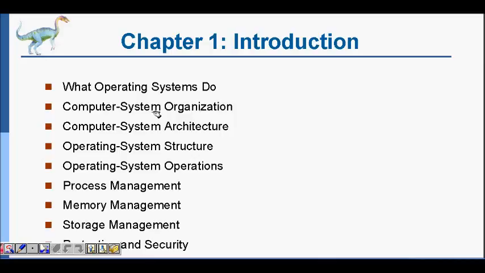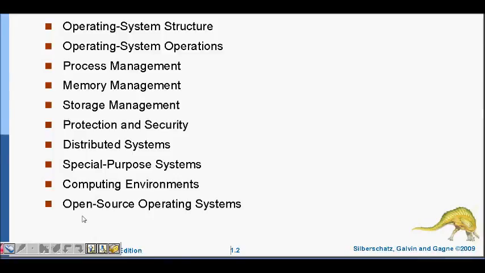So we will learn about what operating system does, computer system organization, computer system architecture, what is the architecture of your computer, what is its organization. A few important things are processes. There are processes in operating system: memory management, storage, security. So a lot of things are there. So we will look at them one by one. We will get a very simple layman kind of understanding of what are all these, like protection, distributed systems, computing, open source operating system, and so on.